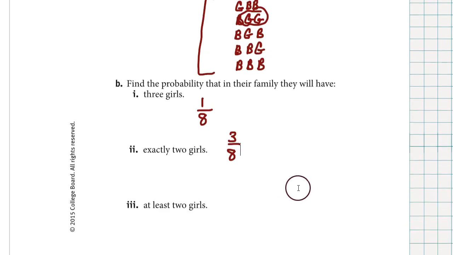Now the next one is at least 2 girls. This means there could be 2 or 3 girls. So this time it's 4 out of 8, or a half.